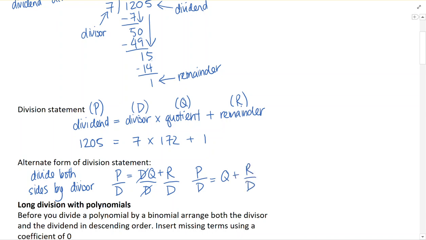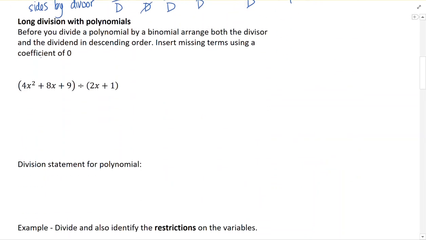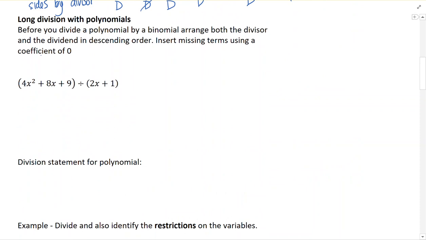So if I fill it in with the numbers I had before, that'll be 1,205 divided by the divisor, which is 7, equals the quotient 172 plus the remainder divided by the divisor. Okay, so two ways of writing the division statement. All right, so let's bring back the polynomials now. So long divisions with polynomials.